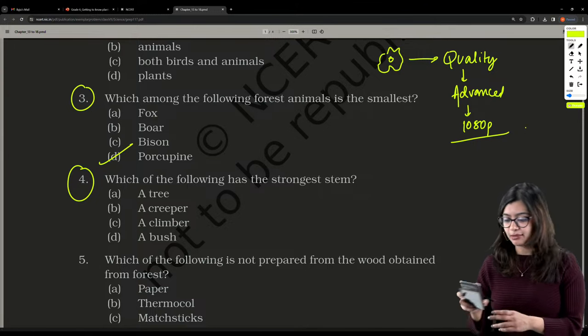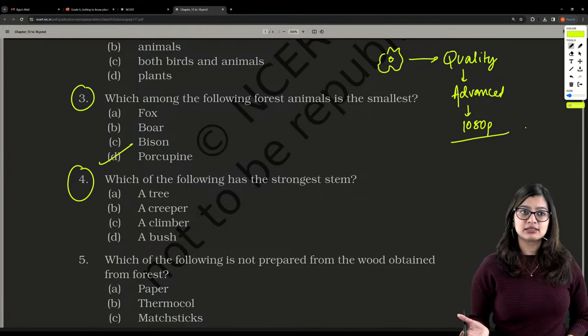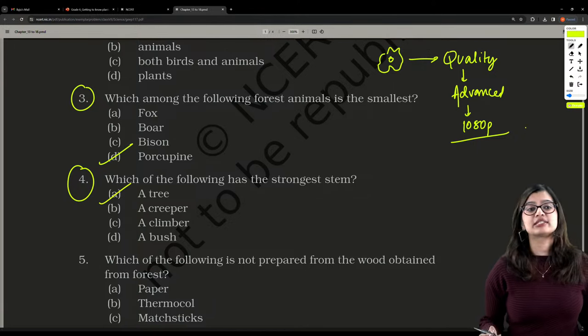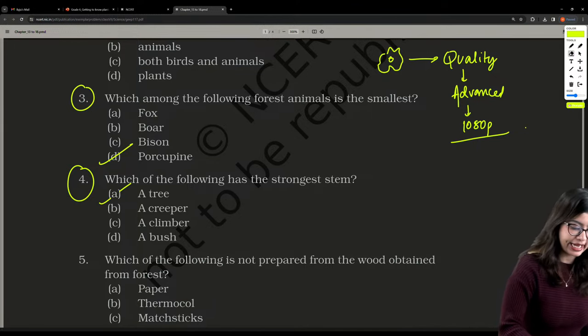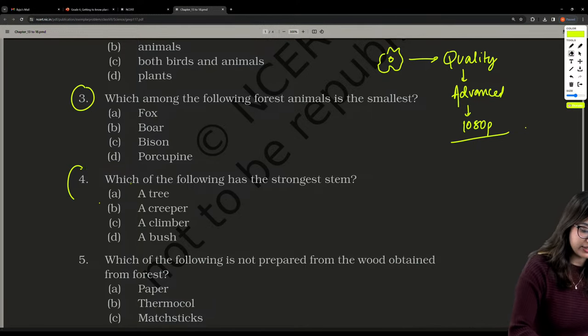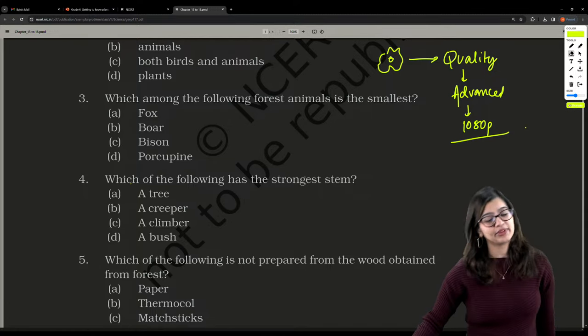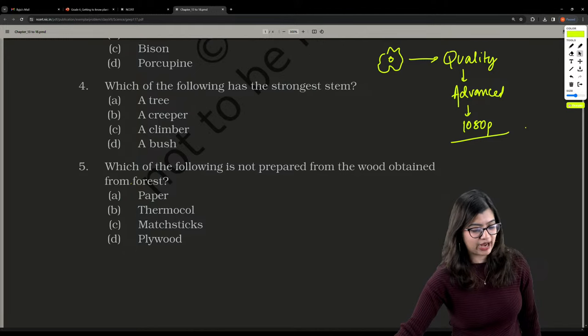Exactly. You guys were telling me, ma'am, this is a very tough chapter. But now you realize how easy this chapter is. So easy, right? Which is having the strongest stem? Obviously, a tree. Which is why the correct answer here is going to be option A. Simple. This is a kaju katli question, halwa question, whatever you want to call it. Very easy question.